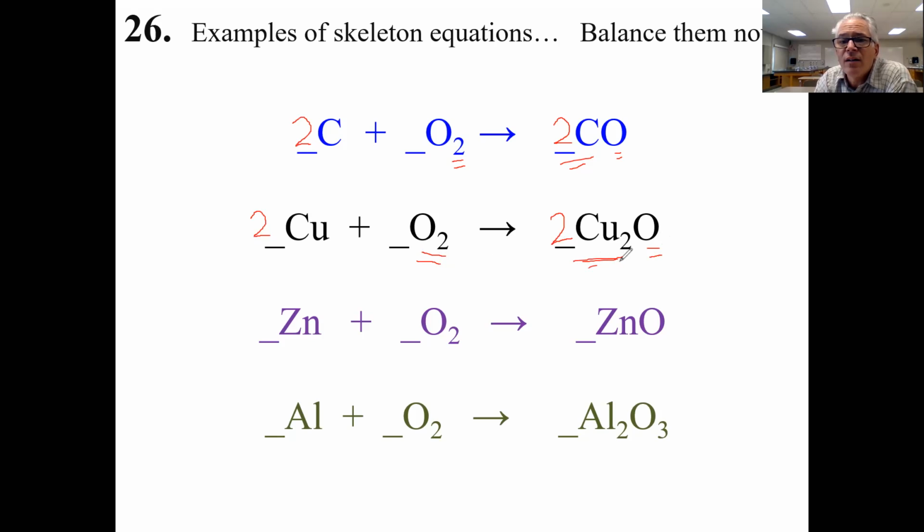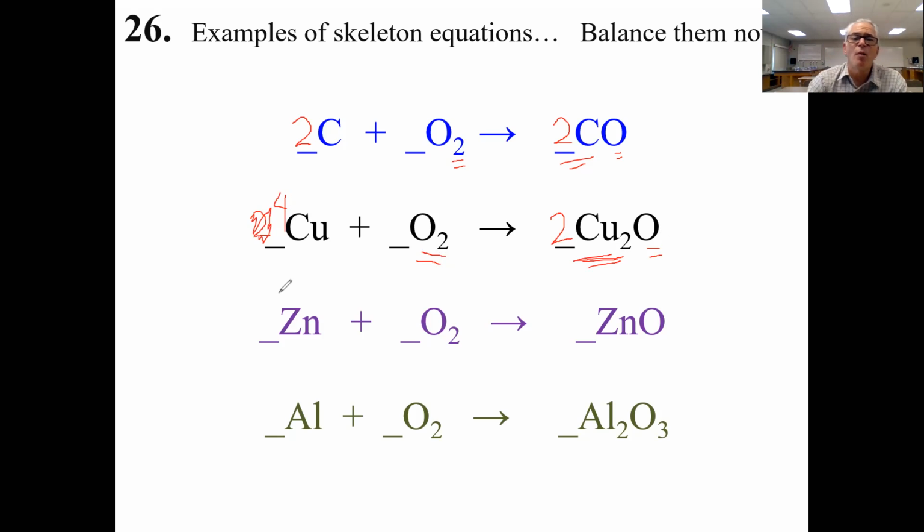There's 4 coppers. This 2 has to come out, and I have to make this a 4. Now, does this balance now? 4 coppers in the reactant, 4 coppers in the product. 2 oxygens in the reactant, 2 oxygens in the product, 4 to 1 to 2 ratio.